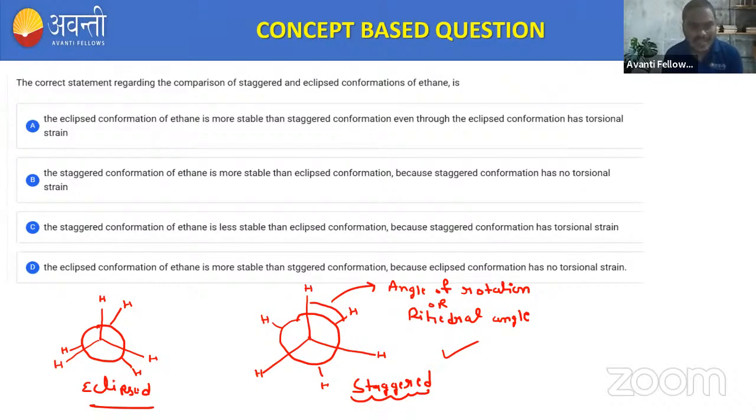Option C states that the staggered conformation of ethane is less stable than the eclipsed form. No, this is not true. The eclipsed conformation of ethane is more stable than the staggered conformation because the eclipsed conformation has no torsional strain. So only option B is correct, beta. The rest of the options are incorrect.